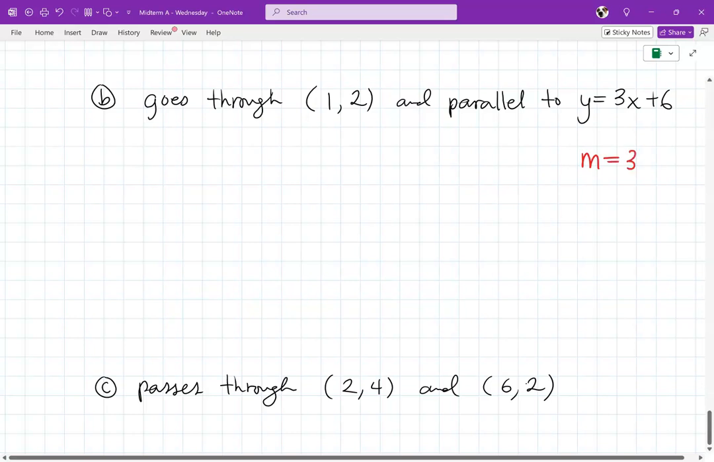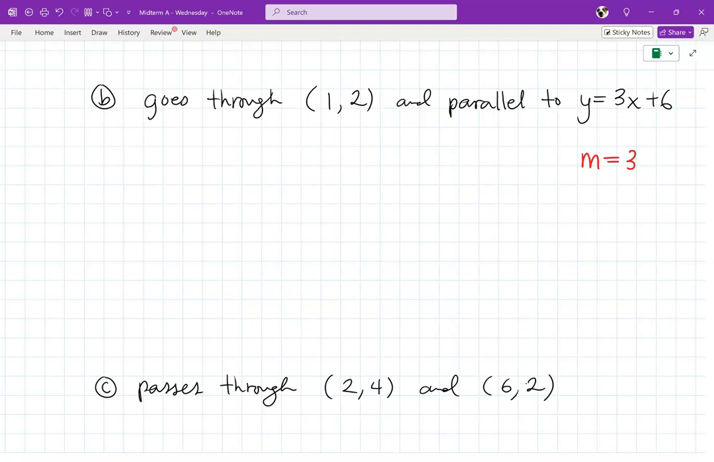Because they said parallel. If they say perpendicular, what would my answer be? It's not 3. You flip it and it should be negative, right? So -1/3. So if it's perpendicular, you'd flip that slope and make it the other sign. So it'd become a -1/3. But for us, they said parallel, right? So now I know my slope and I know a point.